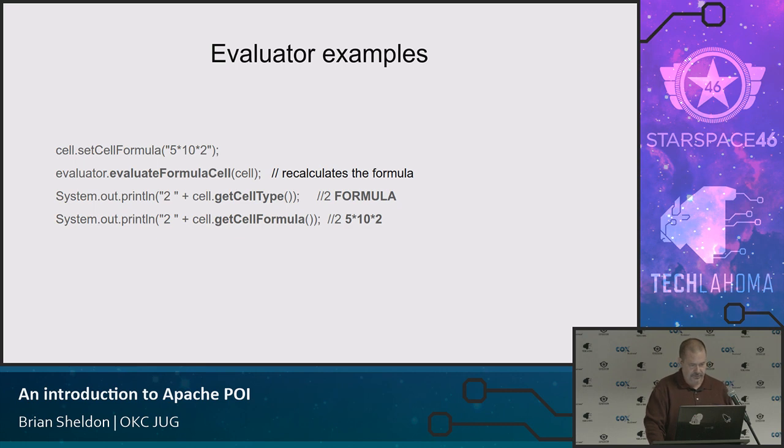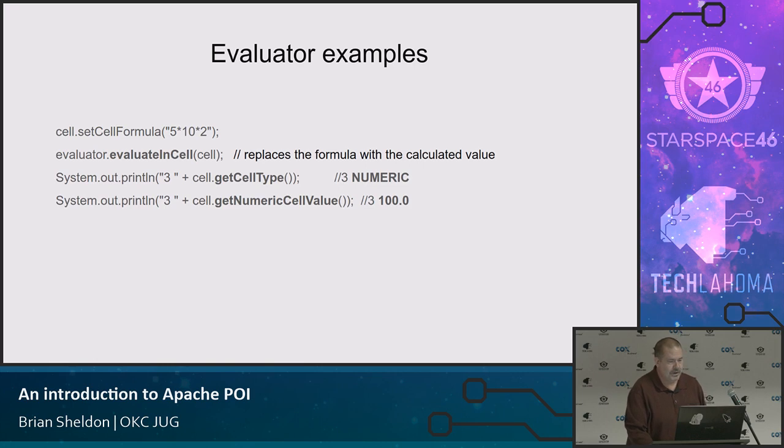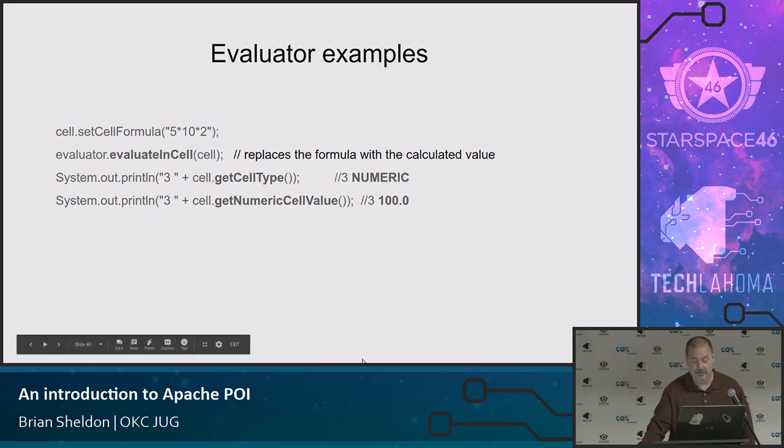Okay, so this one we got 5 times 10 times 2, and we say evaluate formula cell. Recalculates the formula. Yeah, I'm not really sure what that's doing. I guess it's recalculating it. Let's see, evaluator. All right, so this replaces the value. So 5 times 10 times 2 is what my formula is. I say evaluate in cell, and now my cell has the value of 100. And it's a numeric cell type as opposed to formula.